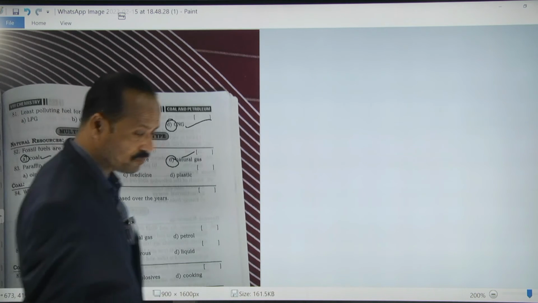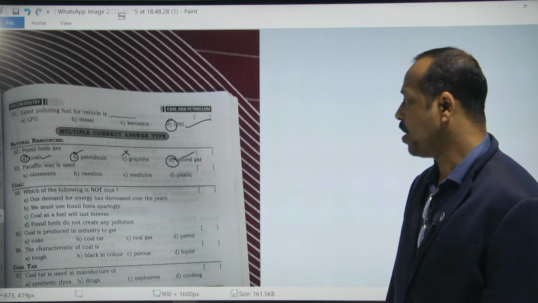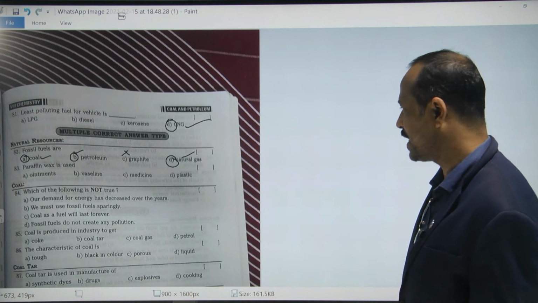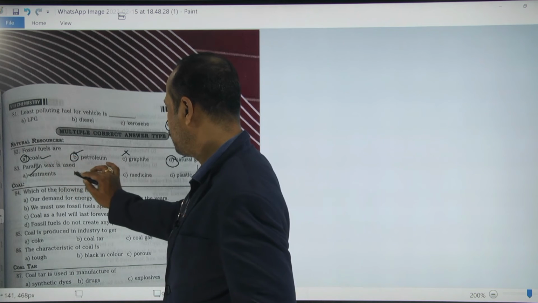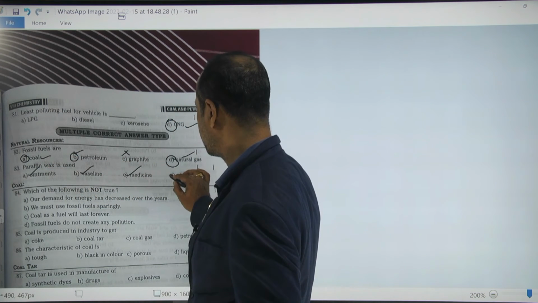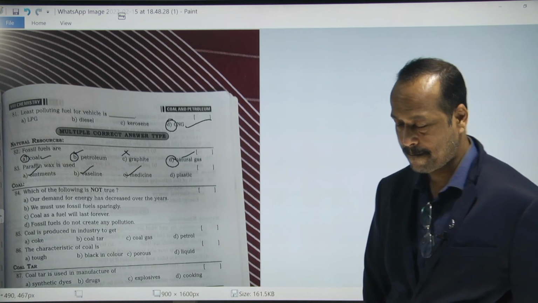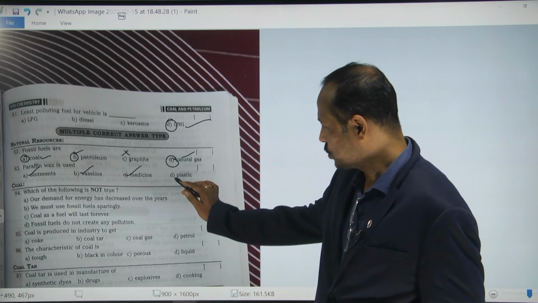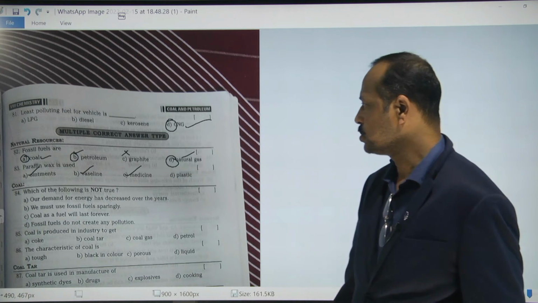Paraffin wax is used in ointments, vaseline, medicine and plastic. In ointments they use it, vaseline also, medicine also. In plastic, can we use paraffin wax? No. Sure? Okay then, so that one.